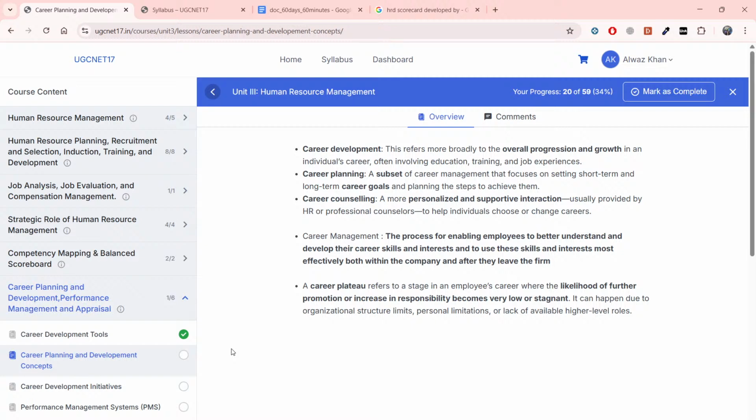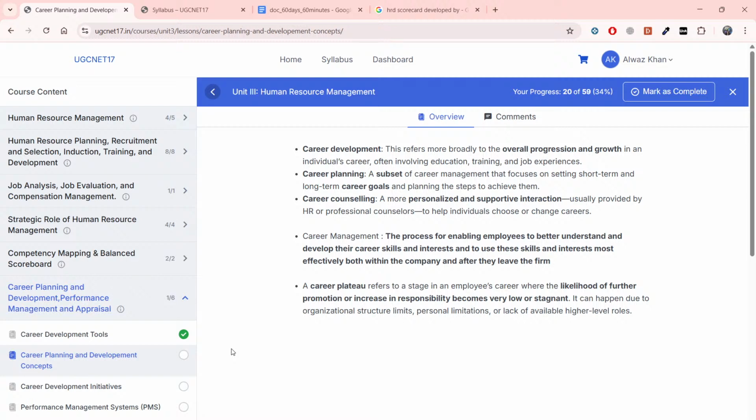And then career planning, a subset of career management that focuses on setting short-term and long-term career goals and planning the steps to achieve them. Career counseling, a more personalized and supportive interaction usually provided by HR and professional counselors to help individuals choose or change careers. Career development. This refers more broadly to the overall progression and growth in an individual's career, often involving educating, training, and job experiences.